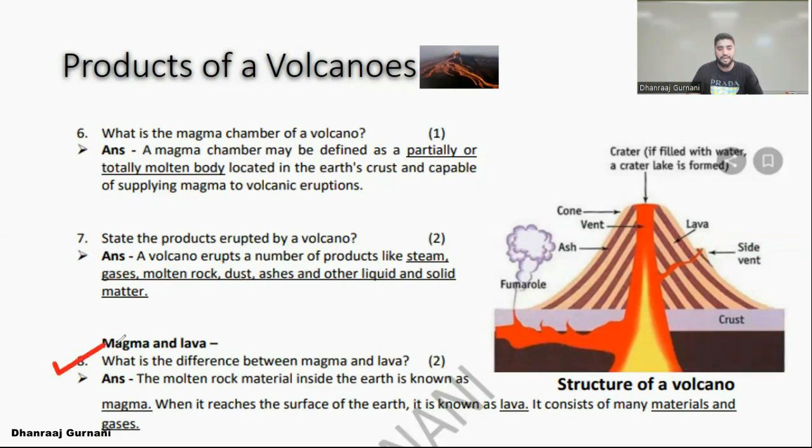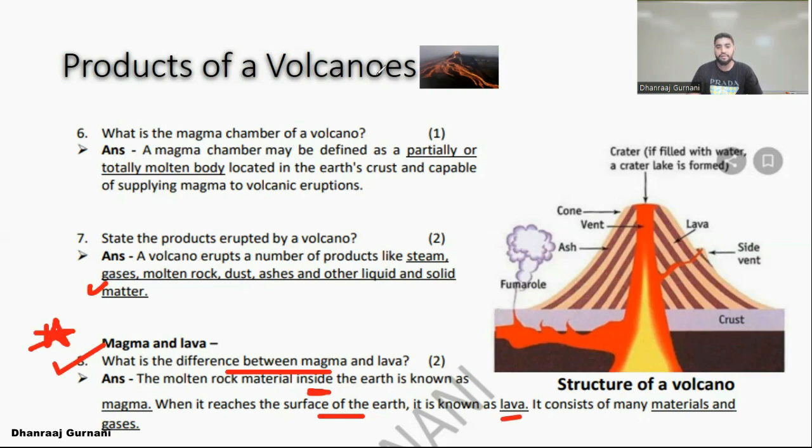Question number 8, magma and lava. Very important question. What is the difference between magma and lava? Very important, short question. What does it say? It says the molten rock material, when it is inside the earth, is known as magma. When the same molten rock material reaches the surface of the earth, it is known as lava. It consists of many materials and gases, as you've done in question number 7 also.